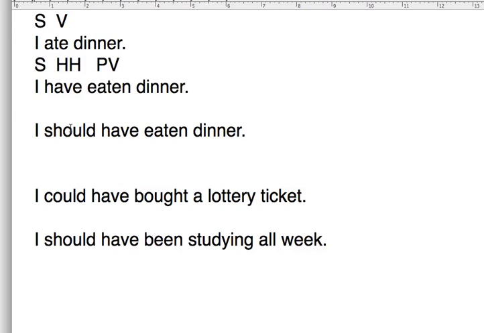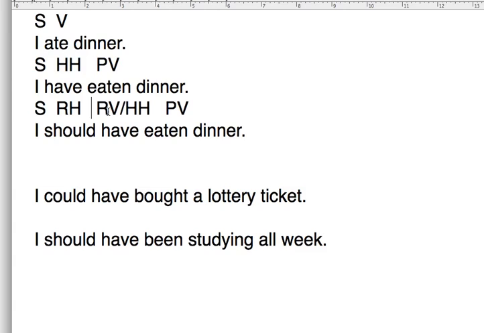Okay, now we add another one. I should have eaten dinner. Well, now the subject is the same. We've still got have is our HH. We've still got eaten is our PV, but we add should in front of it. And should, we know, is a root helper. So should is an RH, and an RH goes with what kind of verb? A root verb, right?